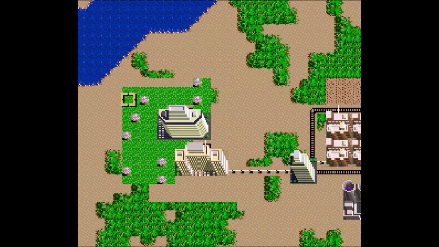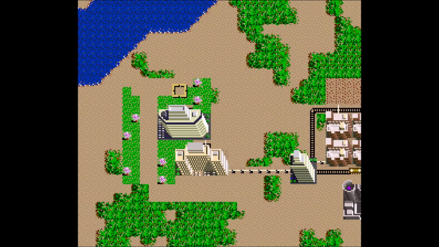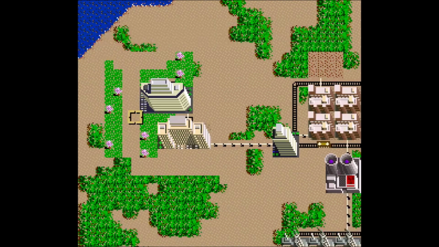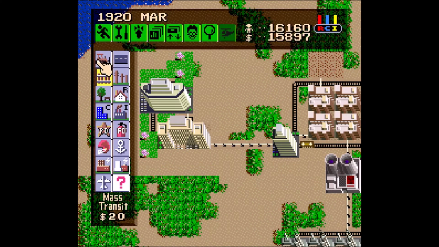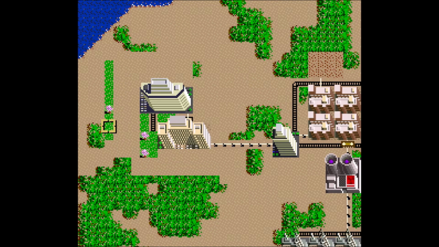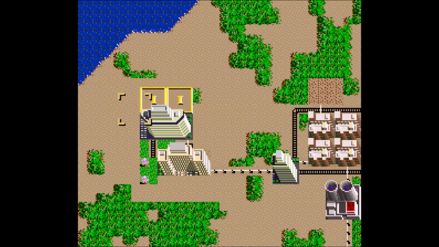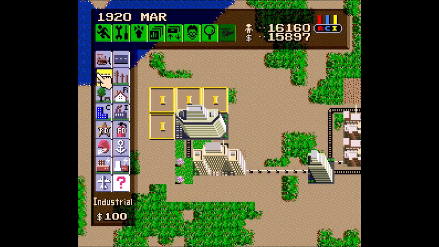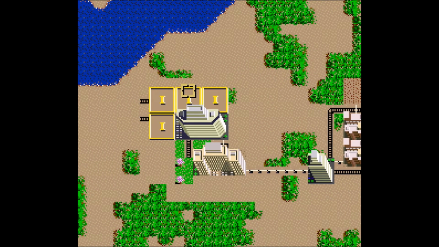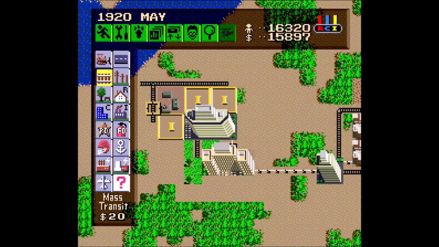And now that we got our commercial top, we can just bulldoze or get rid of all this. Let's just move it so we can see it. Let's just have our rail on that side. We can bulldoze this. We can put industrial zones around it now, and it will not revert back. Oops.